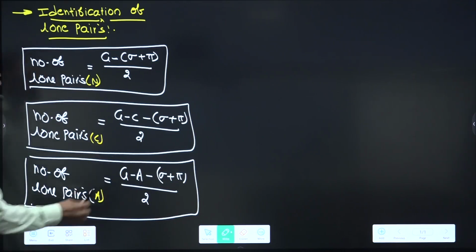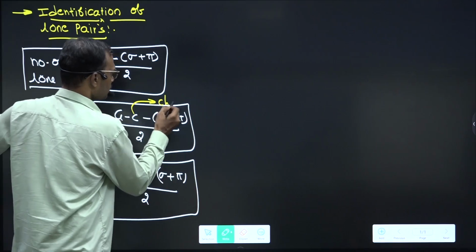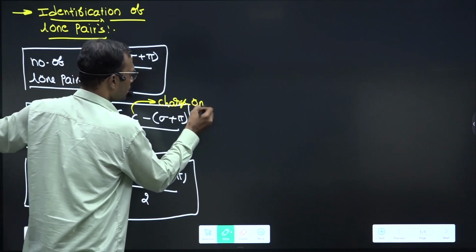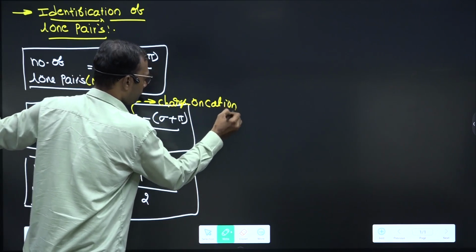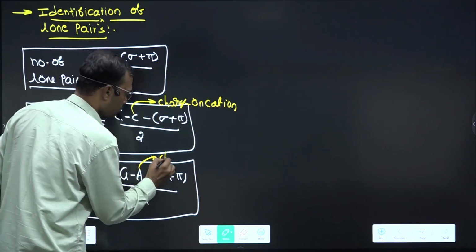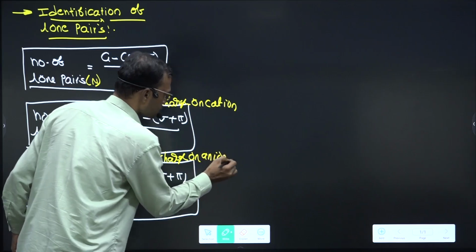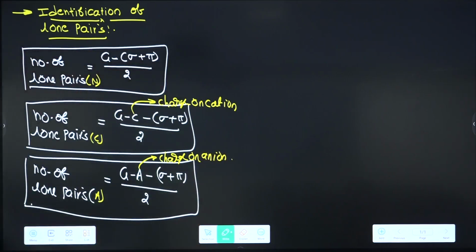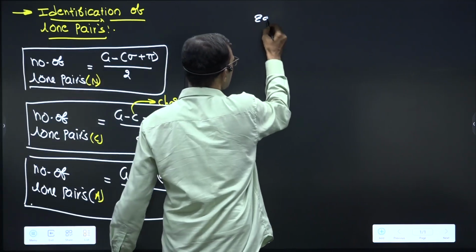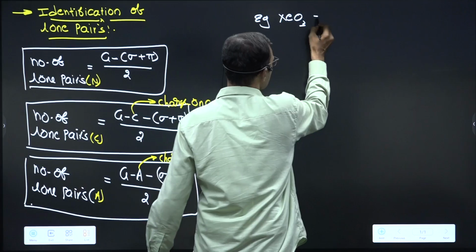Clear? So here you write like this. Charge on cation, and this is charge on anion. Anionic charge, cationic charge. Simple formulas to identify the number of lone pairs in a given molecule. Now see the examples. See whether it is a neutral or charged molecule.